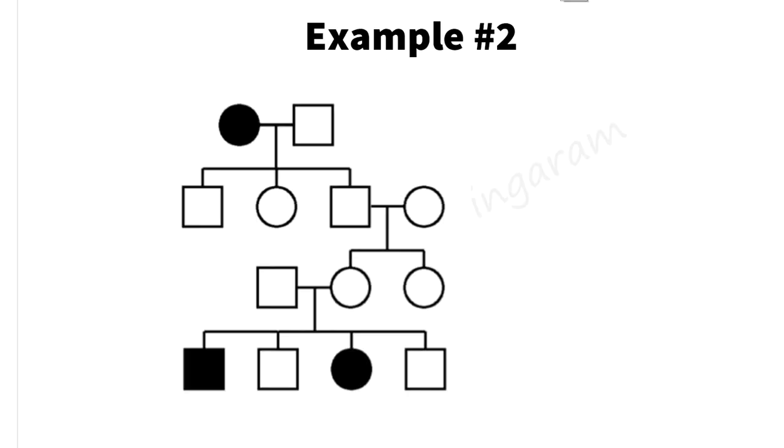Let us look at the next example. Okay, let us start applying rule number 1. What is rule number 1? Rule number 1 tells you for recessive pedigree, unaffected parents have affected children. Is it applying here? Exactly, it is applying here. You look at here. Here the parents are unaffected, but you can see the kids are affected. Can you see that? That means this is a recessive pedigree.